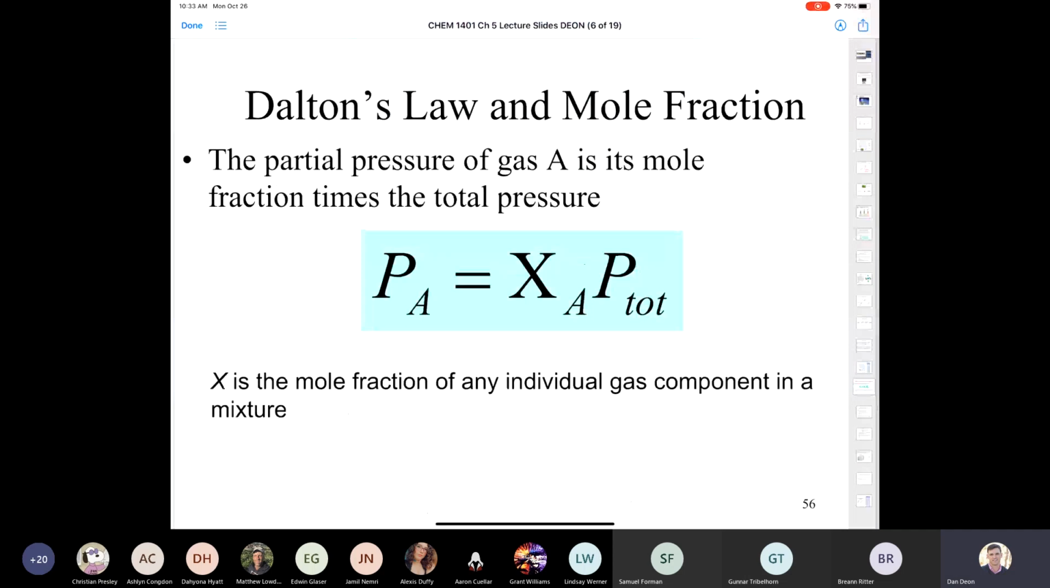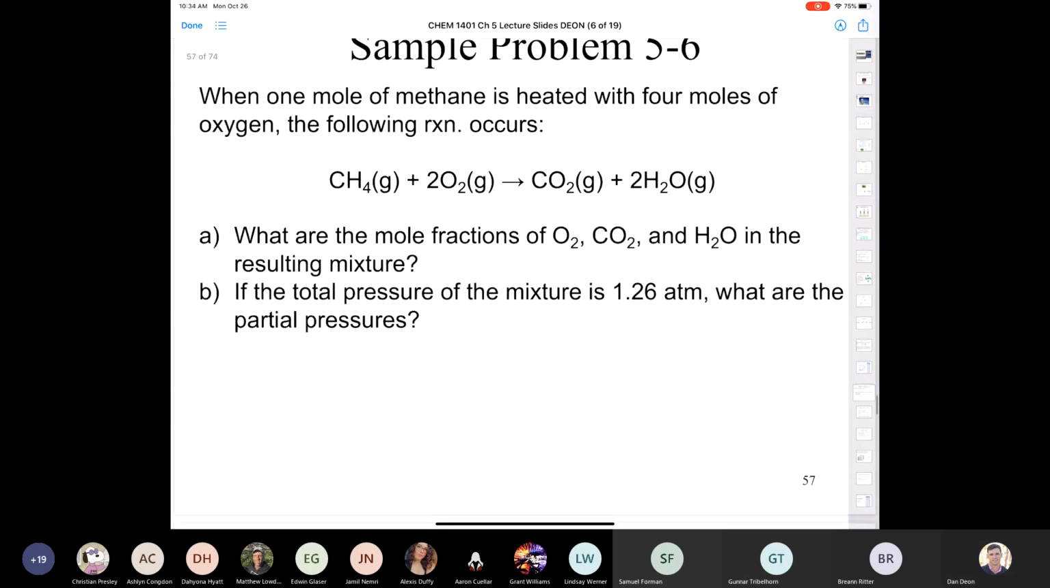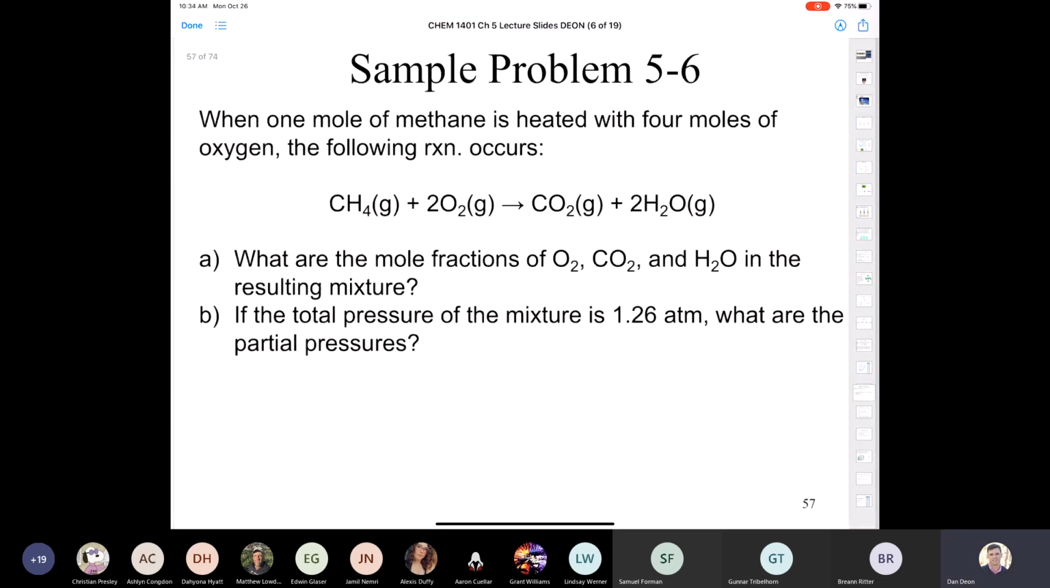The partial pressure of gas A is equal to its mole fraction times the total pressure. X is the mole fraction of any individual gas component in a mixture. Again, the mole fraction of A, XA, is equal to the number of moles of A divided by the total number of moles in my mixture. Well, with these equations in mind, let's see if we can apply them to a problem. This is sample problem 5.6.